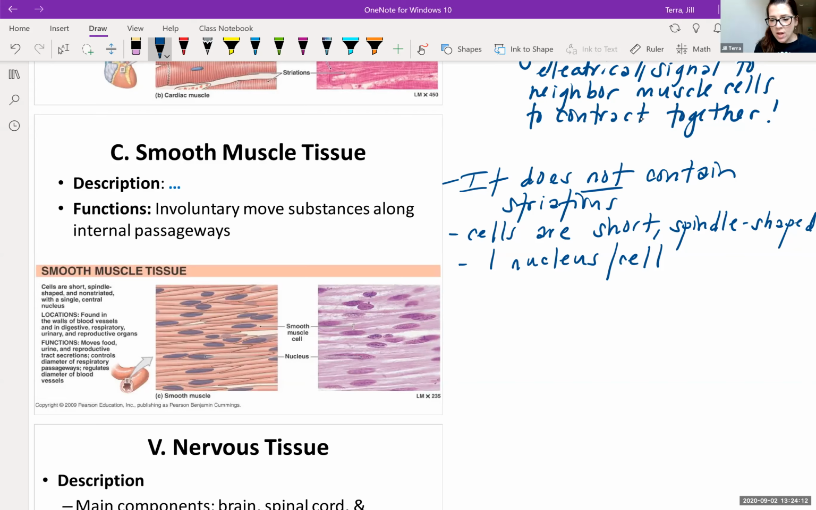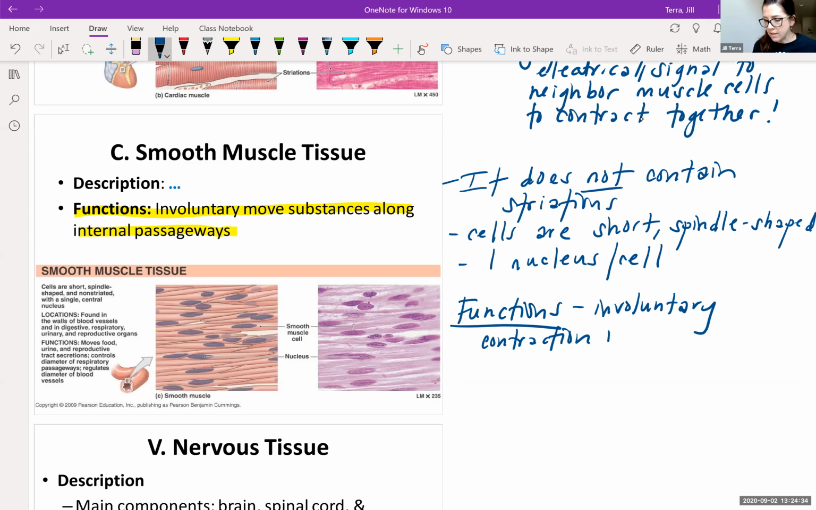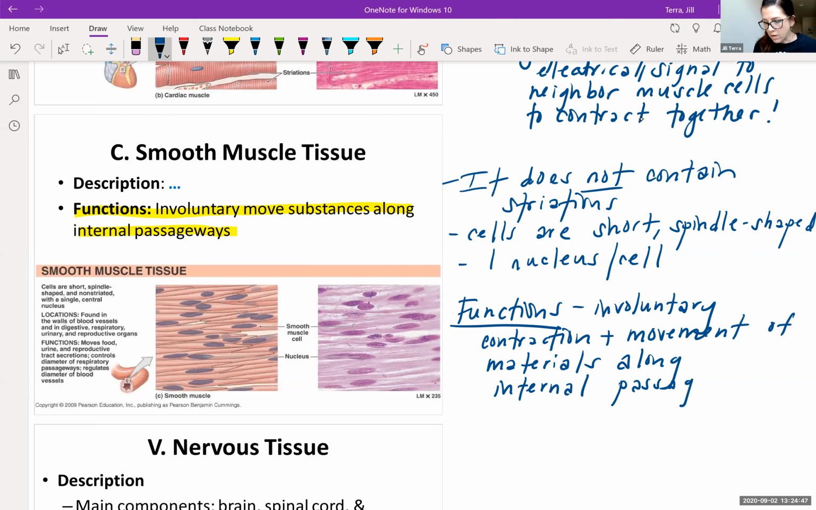Okay, and so the function of smooth muscle tissue is the involuntary contraction and therefore involuntary movement of materials along our internal passageways in our body, okay? So this is involuntary contraction and therefore movement of materials along internal passageways. And so what kinds of material are we talking about?